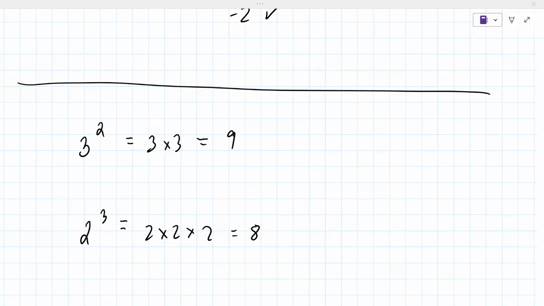All right, so let's go. 2 times 10 minus 4 squared. 2 times 2.